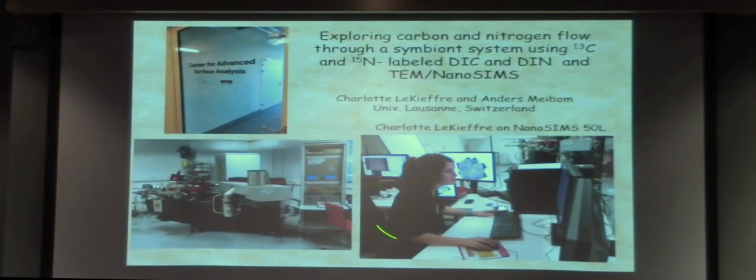All right, this is a graduate student that worked with us out of EPFL, École Polytechnique Fédérale de Lausanne, Switzerland, Charlotte Lekiefer. And Charlotte's a whiz with the nanosims and with transmission electron microscopy. She came out and worked with us on Catalina. The question she wanted to ask was, how does carbon and nitrogen flow through a symbiotic system?